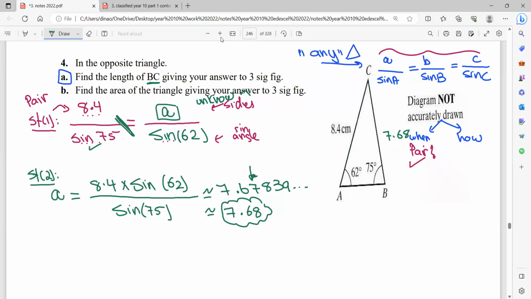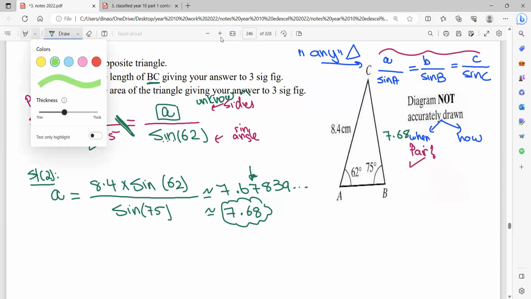So now we have discussed 2 examples on how to use the sine rule when you are required to calculate a side. Before I move on to the second case, which is how to use the sine rule to calculate an angle, I just want to point out something in this example over here.